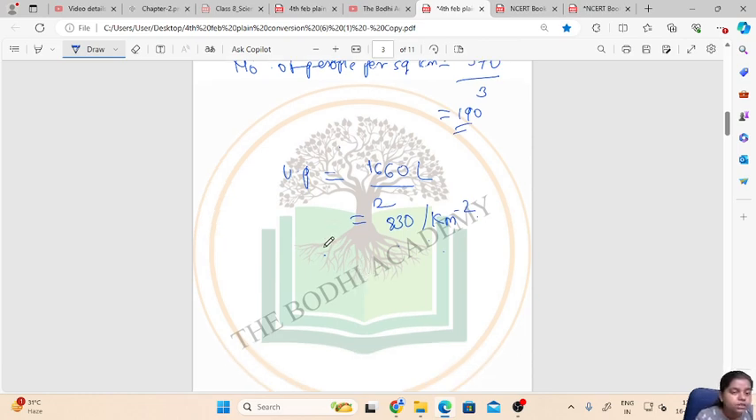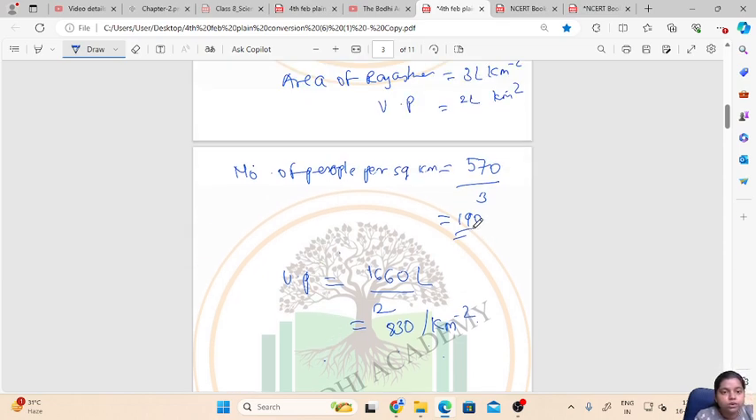Now the second question they have: which state is less populated? If we compare both, 190 people per square kilometer were found in Rajasthan, and 830 people per square kilometer were found in UP. So the highest number is in UP, and Rajasthan is less crowded. So the answer is that the state of Rajasthan is less populated, and UP is more populated.